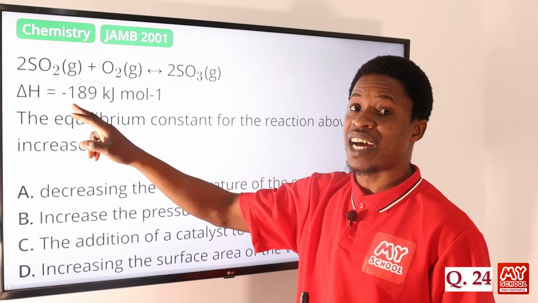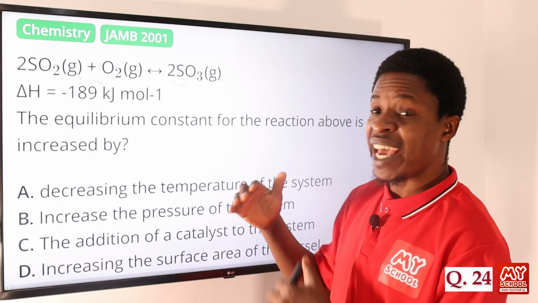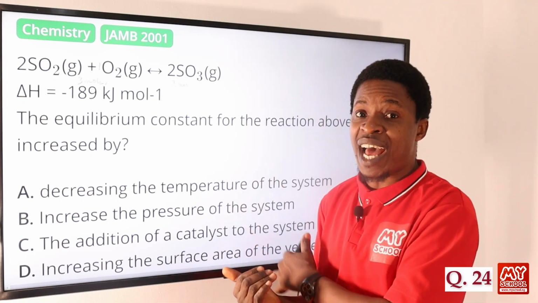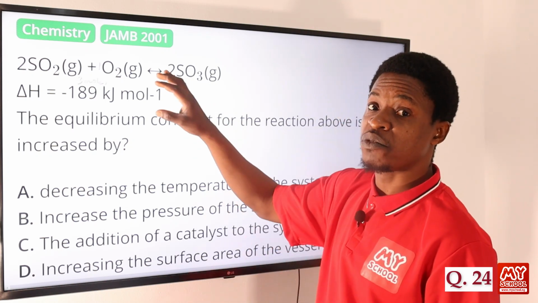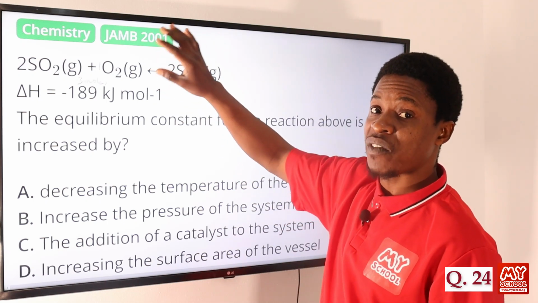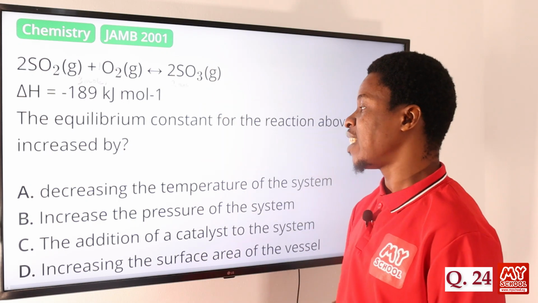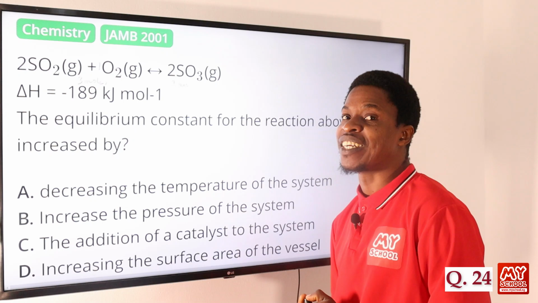An exothermic reaction. In an endothermic reaction, an increase in temperature will favor the equilibrium constant shifting to the right, thereby favoring more of the product to be formed, and vice versa. But a decrease in the temperature of the system is going to affect it the other way around.